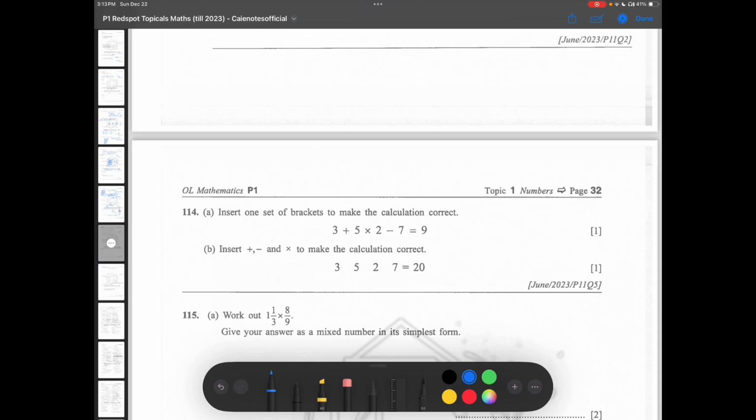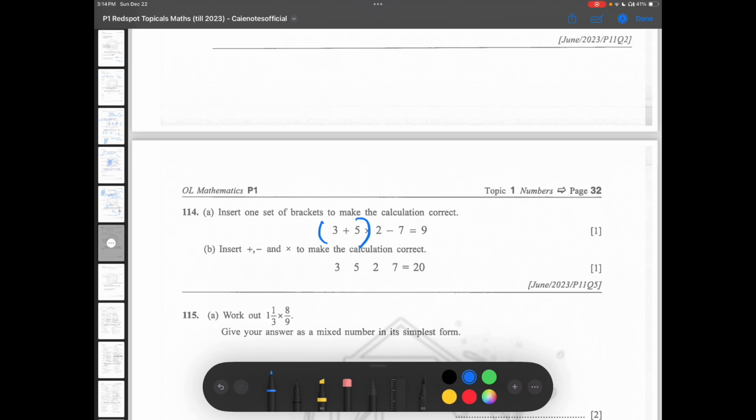Insert, let's do 114 as well. Insert one set of brackets to make the calculation correct. Okay, let's try to think a little bit. 3 plus 5, 8 into 2, 16, 16 minus 7, 9. This is simple. Simply, we have to put the bracket here. 3 plus 5 is 8. 8 multiplied by 2, 16. 16 minus 7, 9. I just did it in the sequence of this question and it gave me the correct answer. This is trial and error. Try different things, putting the bracket in different places, and you will get the answer.